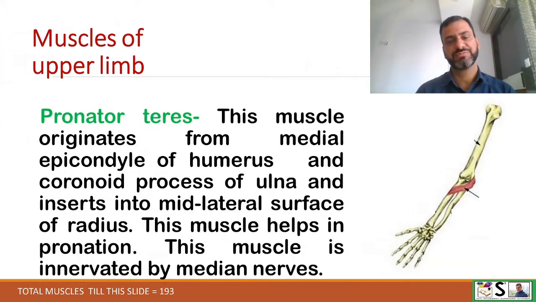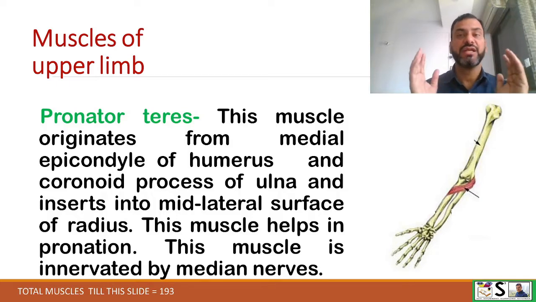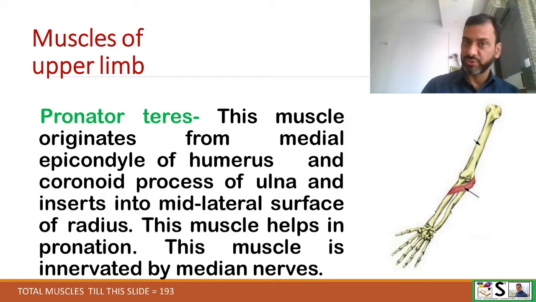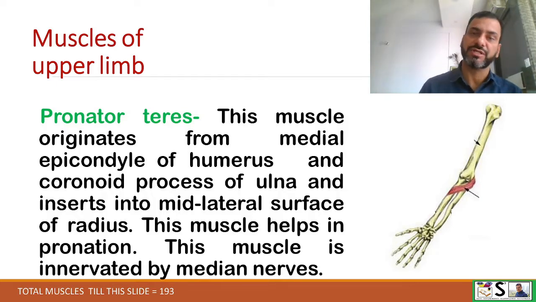Pronator teres. This muscle originates from the medial epicondyle of the humerus and coronoid process of ulna and inserts into mid-lateral surface of the radius, and this muscle helps in pronation. This muscle is innervated by median nerve.